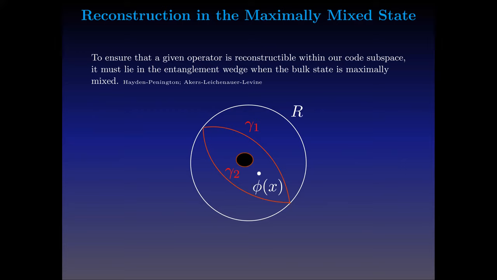So this was pointed out by Hayden and Pennington and Akers, Leichenauer, and Levine, where, again, if you have a couple of different quantum extremal surfaces, then for reconstruction of an operator that's between them, gamma one could end up being the dominant quantum extremal surface in some states, and gamma two could end up being the dominant quantum extremal surface in other states.